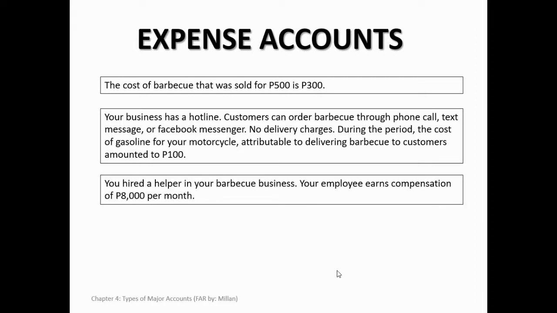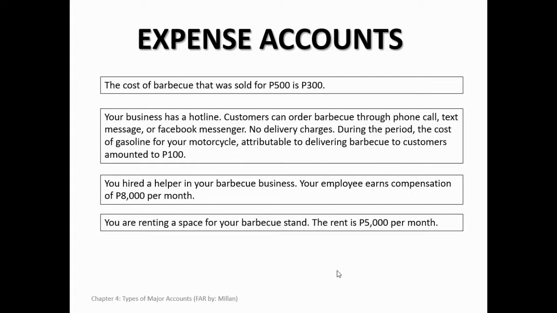Next, you hired a helper in your barbecue business. Your employee earns compensation of 8,000 per month. How will you record this? So at the end of each month, you will record the 8,000 earned by the employee as salary expense.